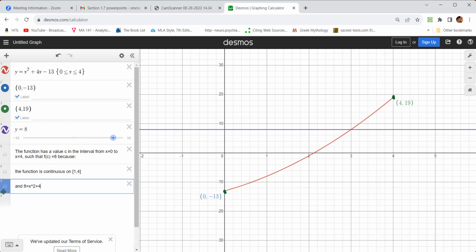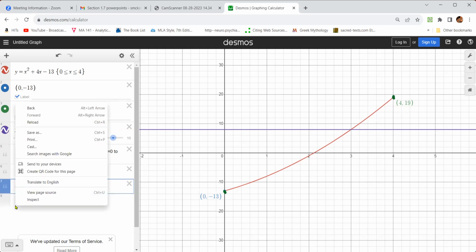Correct me if I'm wrong, but basically they give you a y value. So y equals 8, and then they want you to find where that line hits the graph. Exactly, where it hits the graph.